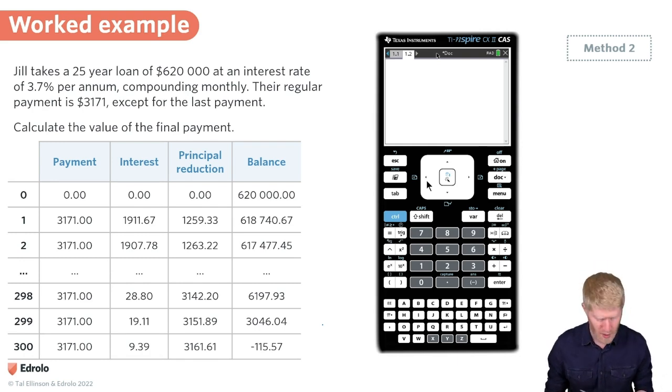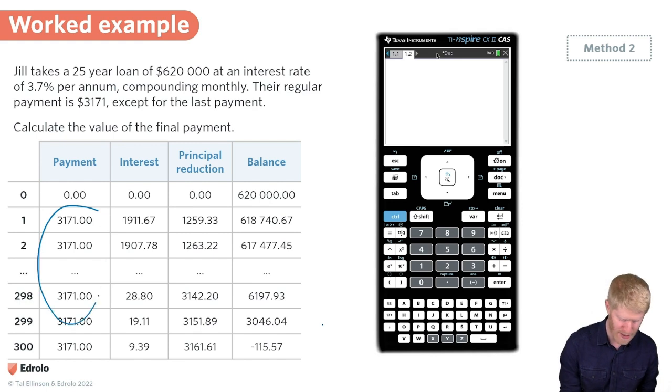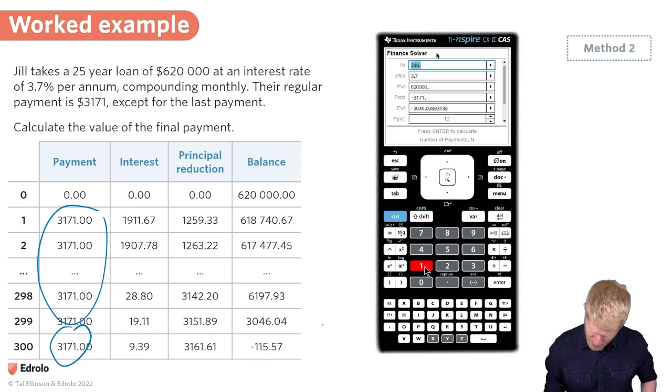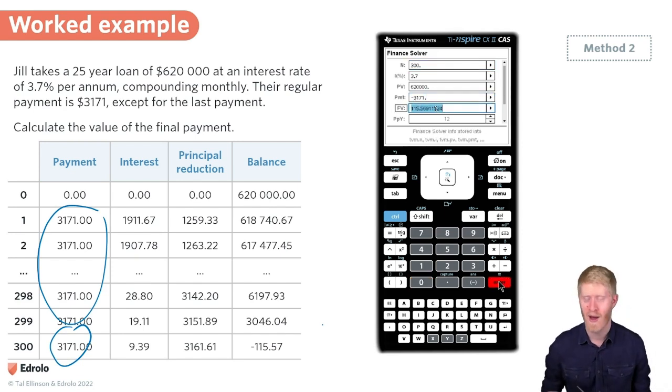This method 2 relies on the idea that if we paid the same amount every time, we would end up overpaying by a little bit. We looked at that in the previous slide when we did this. We said if I did through all 300 payments at $3,171, I would overpay by $115.